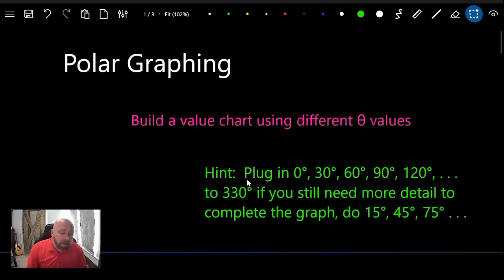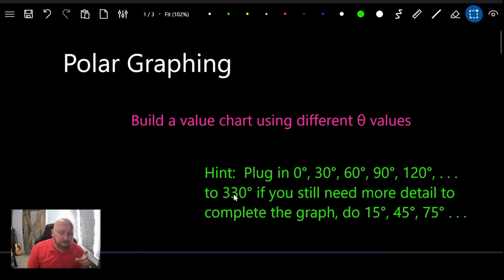One hint that we have here is that we're going to plug in 0 degrees, 30 degrees, 60 degrees, 90 degrees, 120 degrees, and so on. What does that mean? It means that you continue doing that every 30 degrees. So 150, 180, all the way till we get to 330.